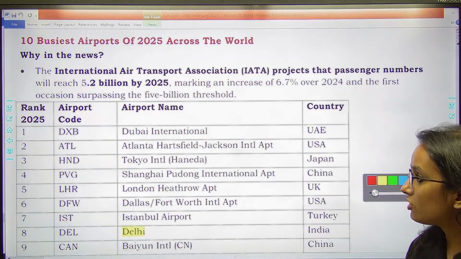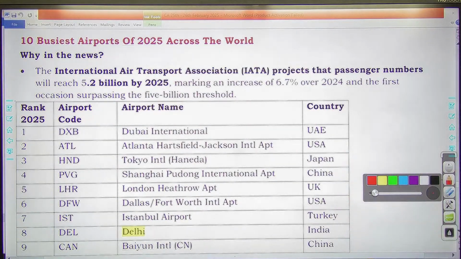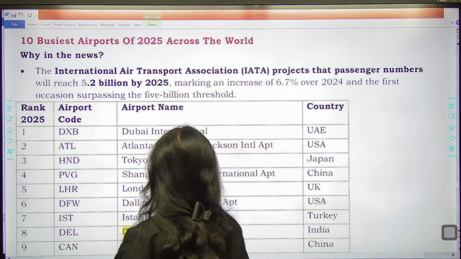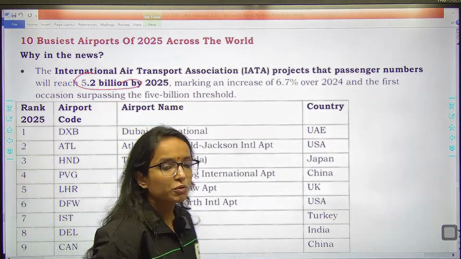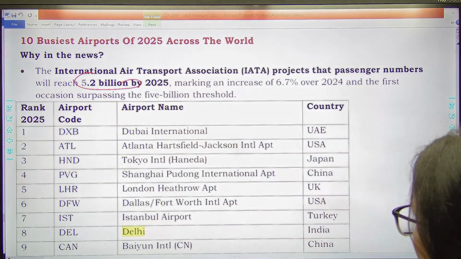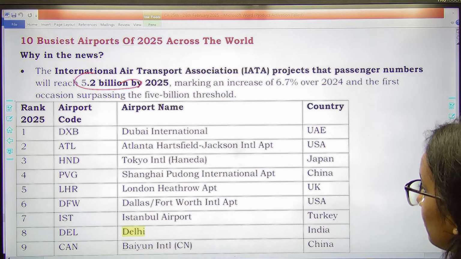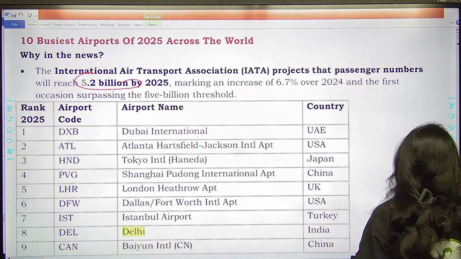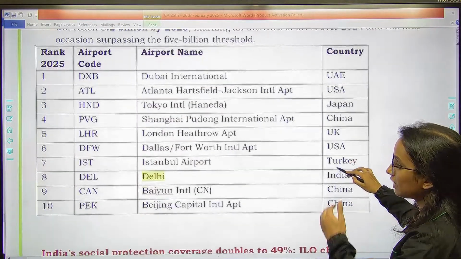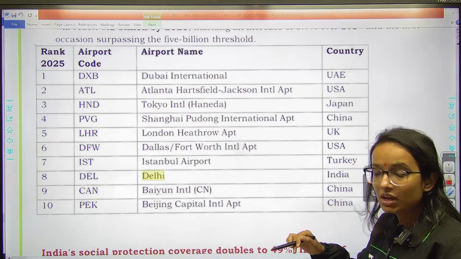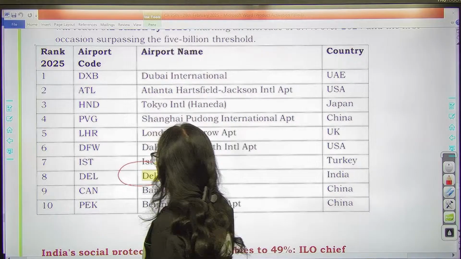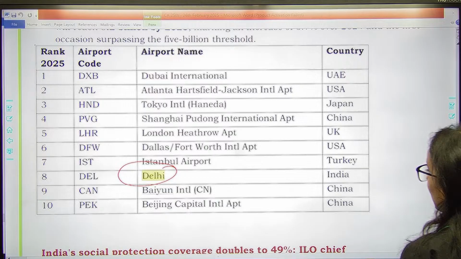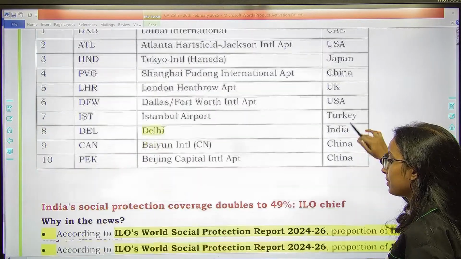The next one is International Air Transport Association projects that passenger numbers will reach 5.2 billion by 2025. 5.2 billion by 2025. So passenger traffic is increasing. Also, on the basis of passenger traffic, these are the top 10 airports in countries. You just need to remember Delhi is at the 8th number. Okay, Delhi is at the 8th number from India. So Delhi International Airport is at 8th number.